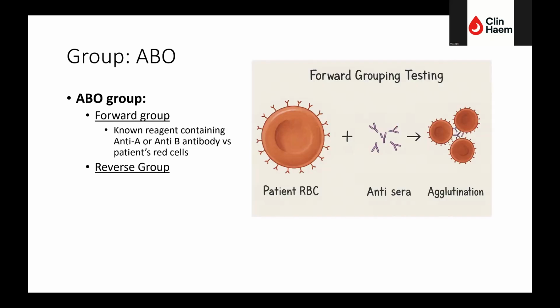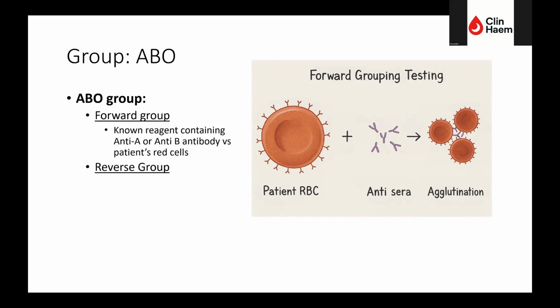In the group, I'll start with the ABO group and try to explain how it is actually done. The ABO group is so important because of the naturally occurring antibodies that fix complement. We have two ways of doing it, and we do both of them in every patient. They are called forward group typing and reverse group typing. And basically, it's not too complicated.